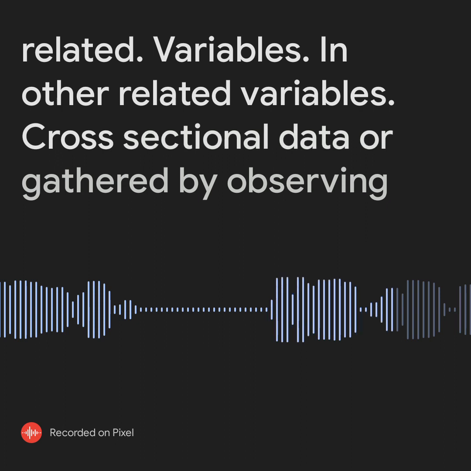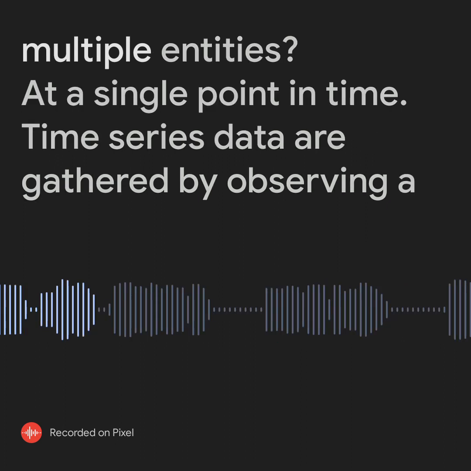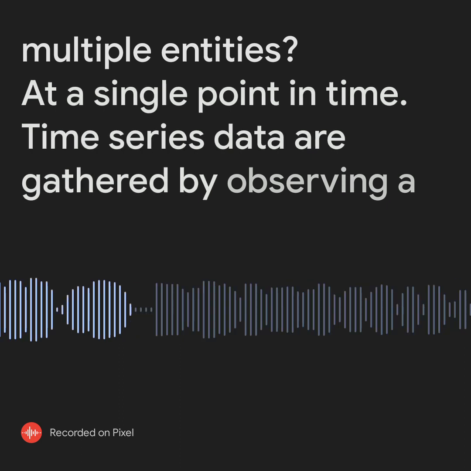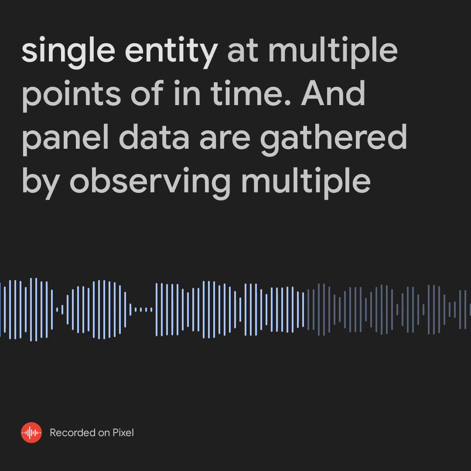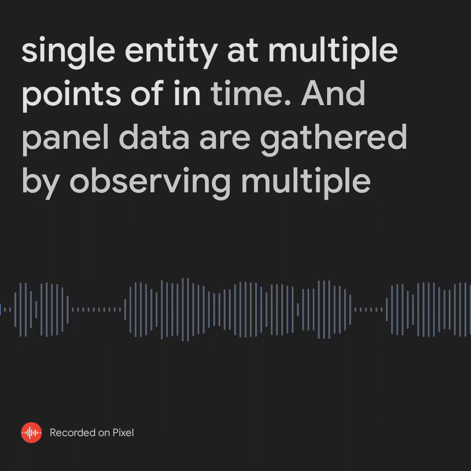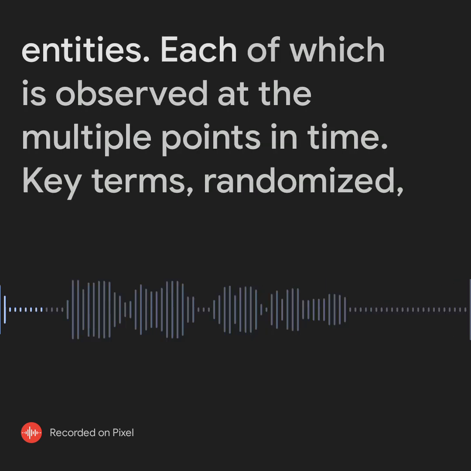Cross-sectional data are gathered by observing multiple entities at a single point in time. Time series data are gathered by observing a single entity at multiple points in time, and panel data are gathered by observing multiple entities, each of which is observed at multiple points in time.